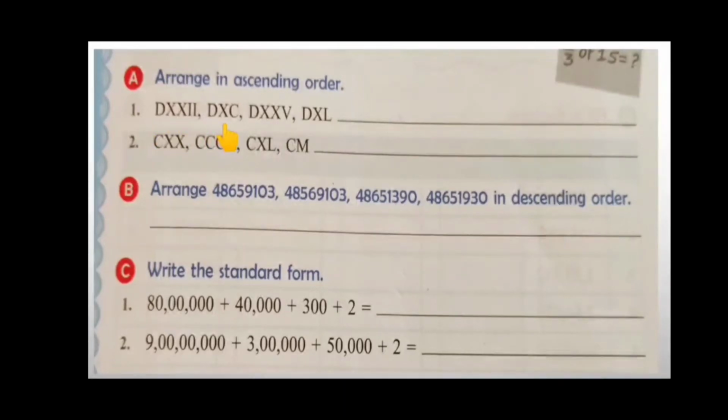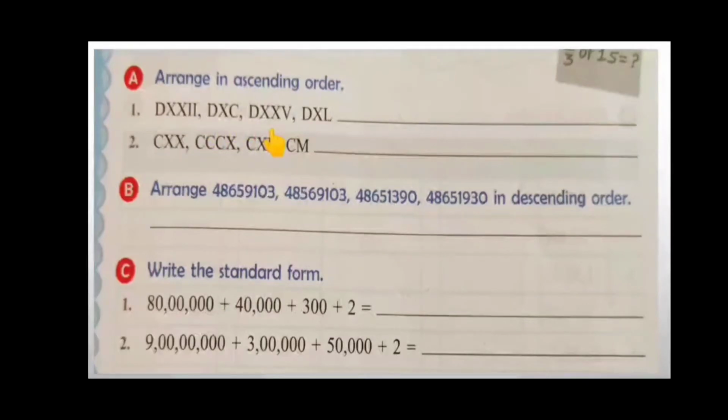Then go for the next Roman number, DXC. D is 500. C we know already, that is 100. So when X comes before C, minus 10. So that is 90. So altogether 590. So this is DXC, 590.